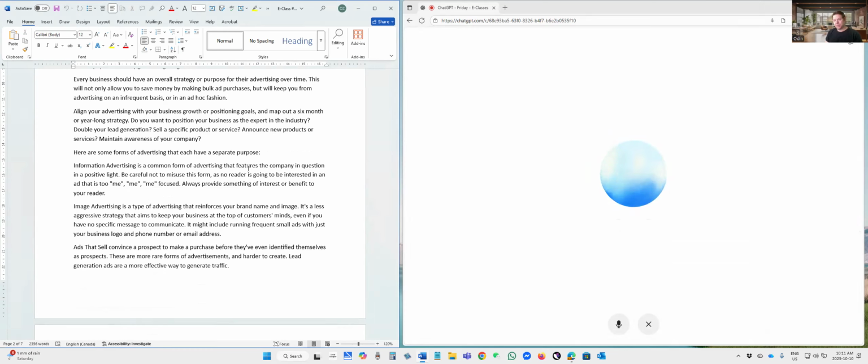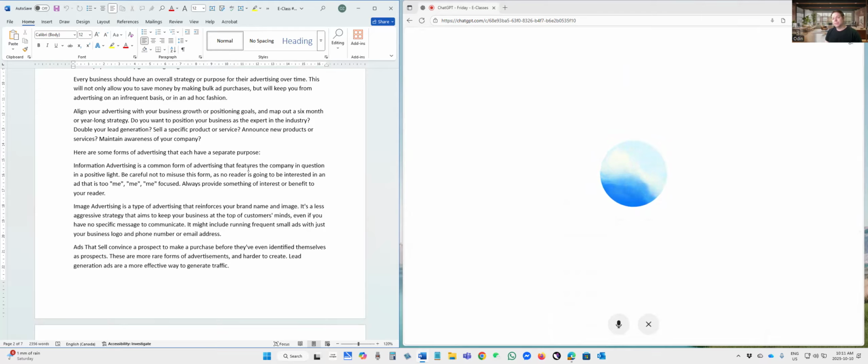Do you want to position your business as the expert in the industry? Double your lead generation? Sell a specific product or service? Announce new products or services? Maintain awareness of your company? Here are some forms of advertising that each have a separate purpose.